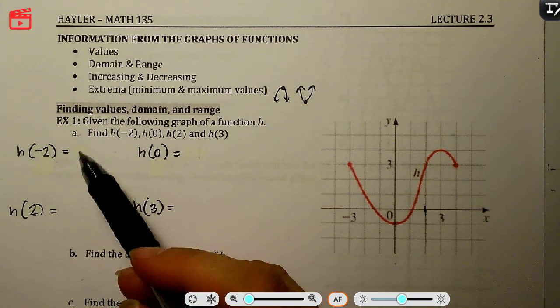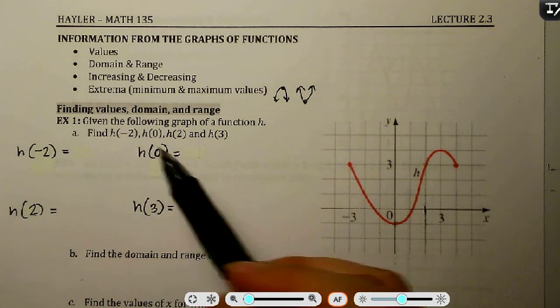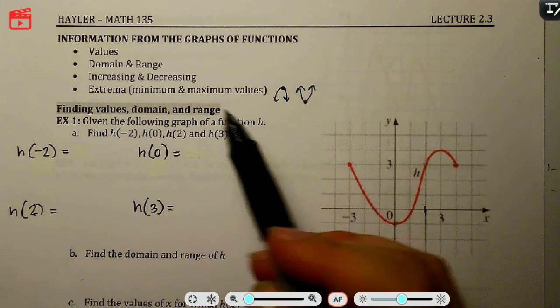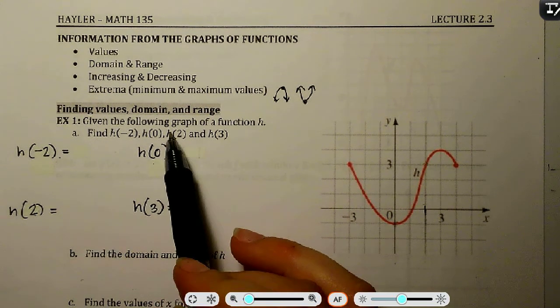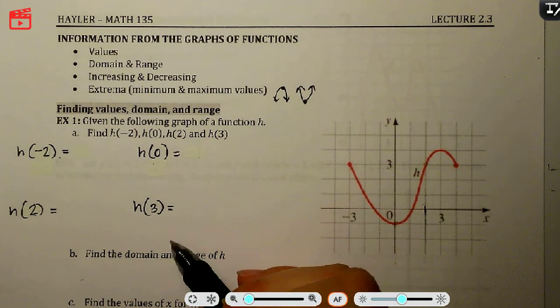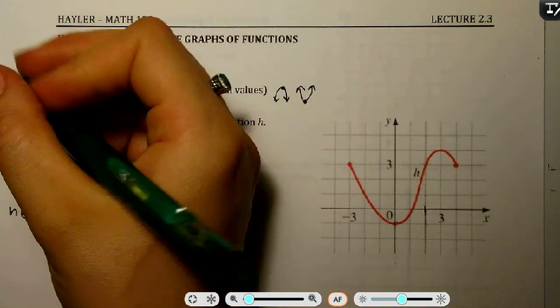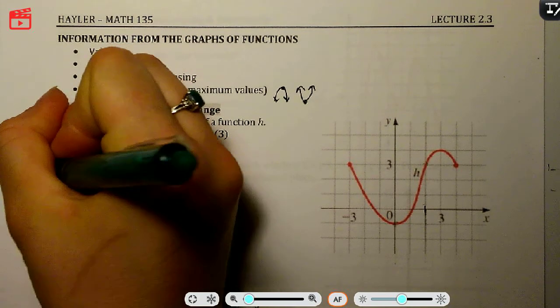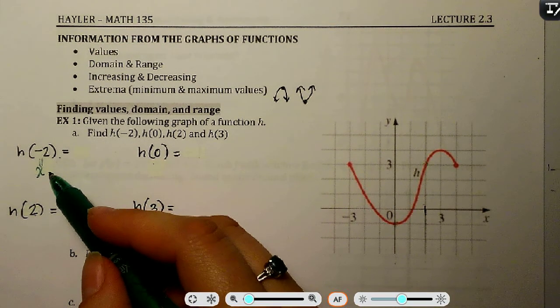So here we have example 1. We're going to find values and the domain and range. I'm given the following graph right here, and I'm asked to find h of negative 2, h of 0, h of 2, and h of 3. So h of negative 2, what I'm looking for is where x is negative 2, I want to find the matching y value.